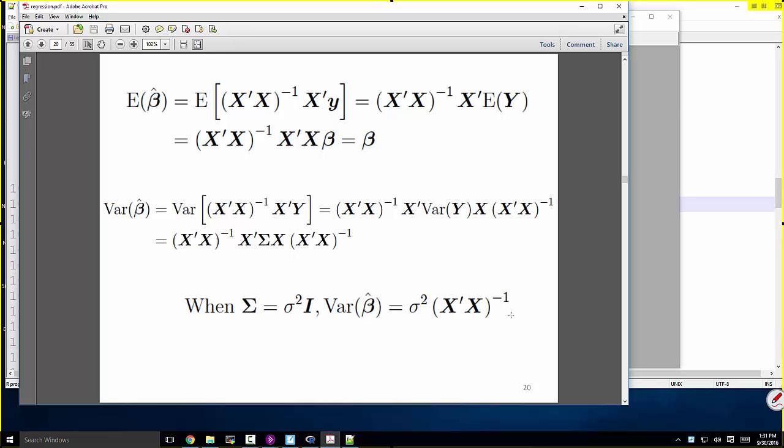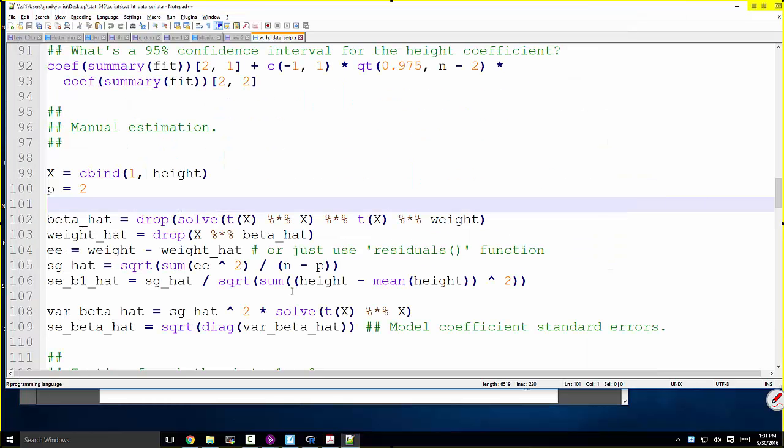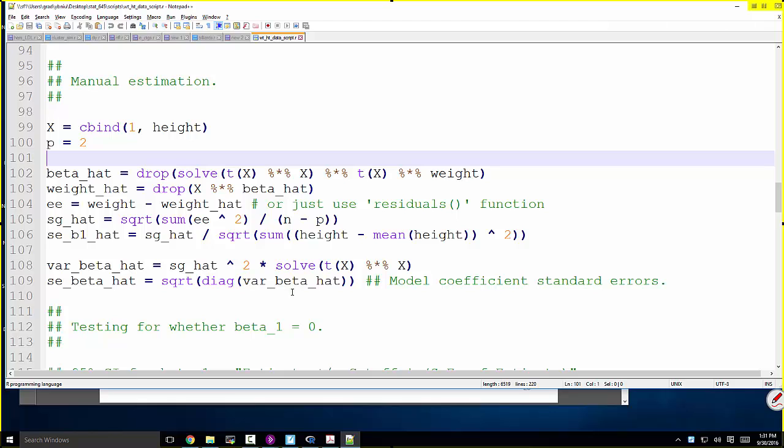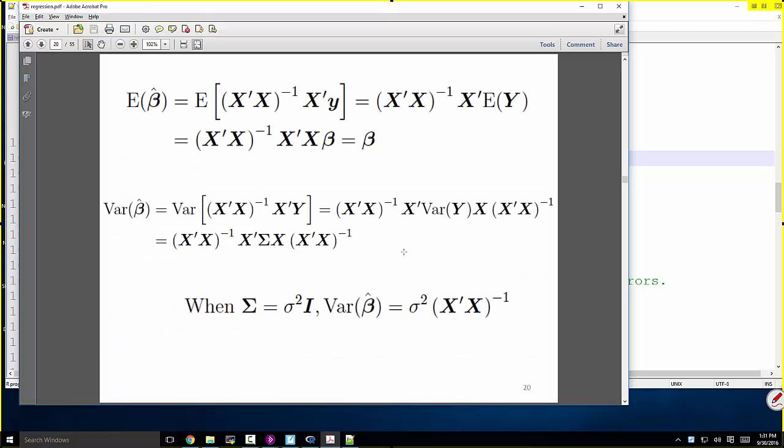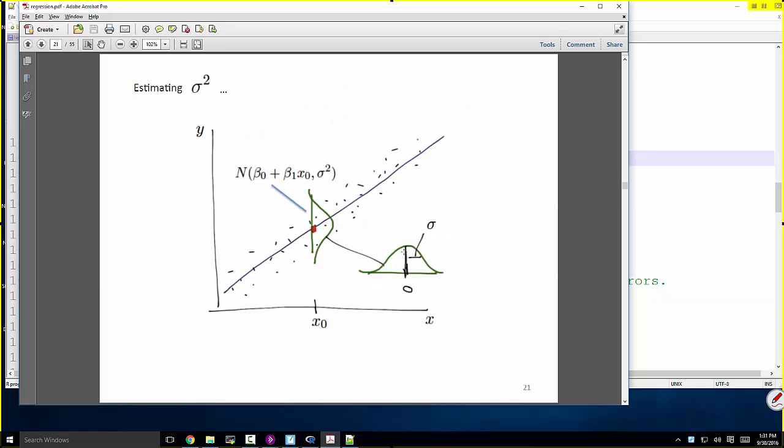I'll show you next time how to match that. Yeah, I'll show you that next time. Okay, so we're learning more and more about regression. We still need to figure out how to estimate the sigma squared term. I'll show you that.